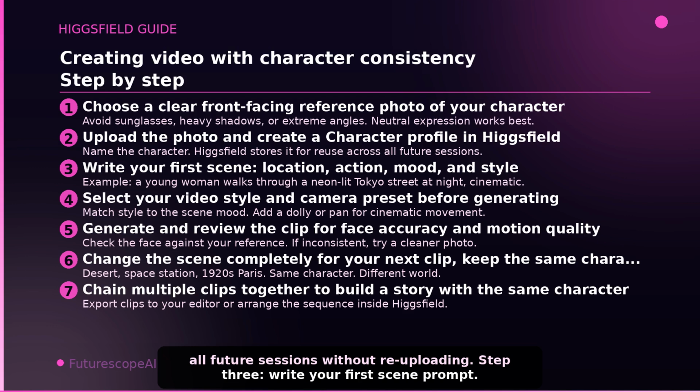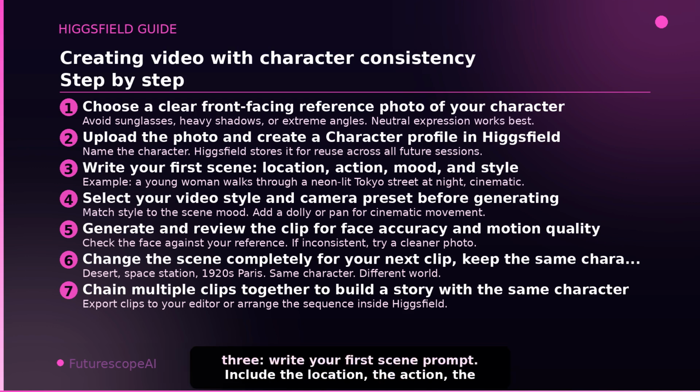Step 3. Write your first scene prompt. Include the location, the action, the mood, and the style. Be specific about what the character is doing, not just where they are. Step 4. Select your video style and camera preset before generating. Add a dolly or pan to bring the camera to life.